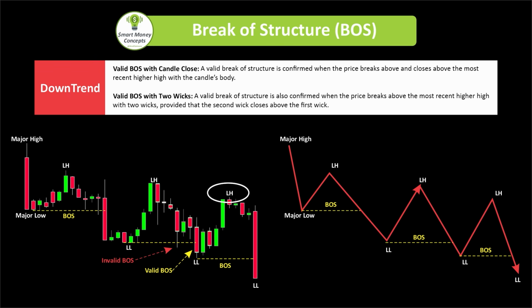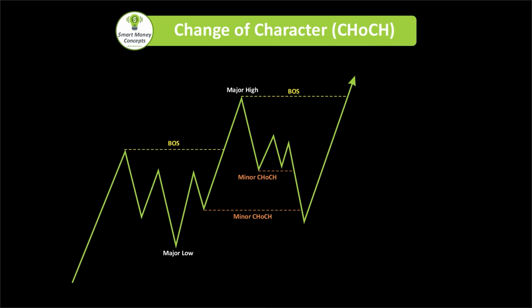Having explored various types and scenarios of break of structure patterns, and now possessing a solid understanding of what constitutes a valid BOS, let's delve into another key aspect of market structure mapping, the change of character, or CHOCH. The first step in identifying a valid change of character involves determining the general market direction, whether it's an uptrend or downtrend.